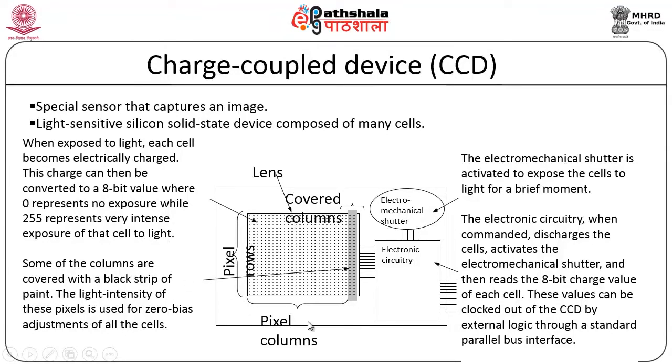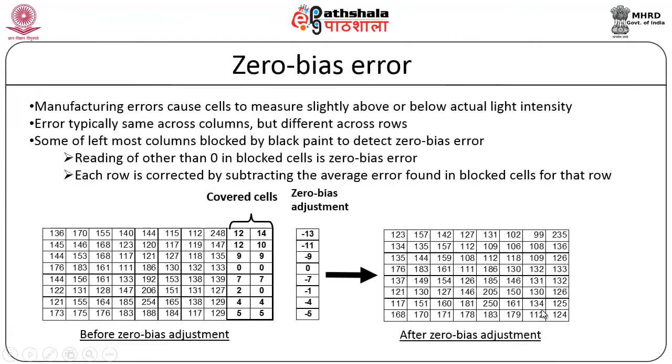When the image is placed and captured, it is converted into electrical signals which go through the electric circuitry and out. Some of the columns here are covered with a black strip of paint, which is for correction, otherwise called zero bias adjustment for the cells. The charge coupled device is the interface between the outside world and the inside: the captured image is converted into electrical signals which are sent inside.